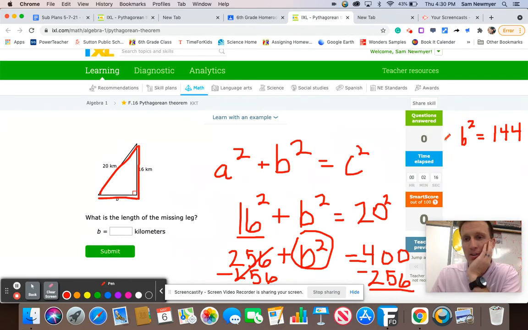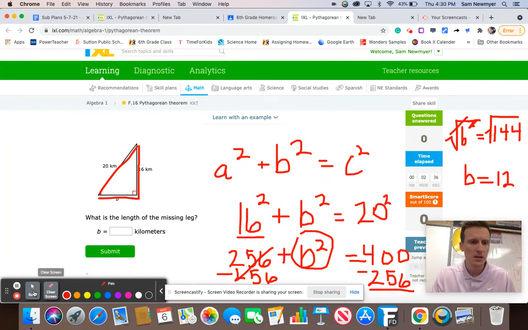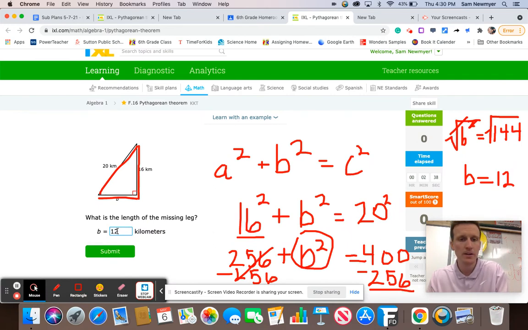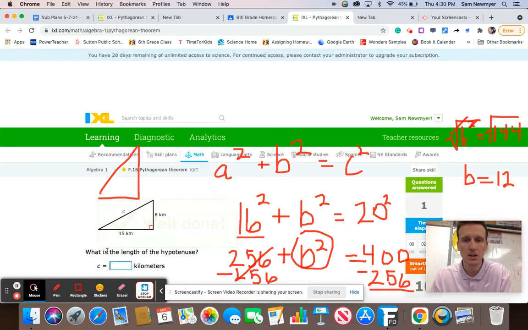So in order to get to the inverse of squares, I've got to do the square root. That cancels the square, but now I've got to do the square root on this side. And the square root of 144 is 12. So I know b equals 12. And so I'm going to put 12 in there. Should be good to go.